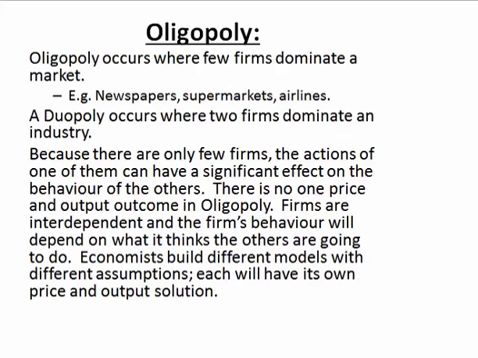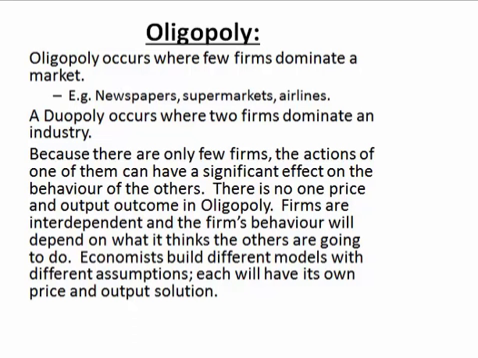Oligopoly occurs when a few firms dominate a market, such as newspapers, supermarkets and airlines. Duopoly occurs when two firms dominate an industry. Because there are only a few firms, the actions of one of them can have a significant effect on the behaviour of the others. There is no one price and outcome in oligopoly. Firms are interdependent, and a firm's behaviour will depend on what it thinks the others are going to do.